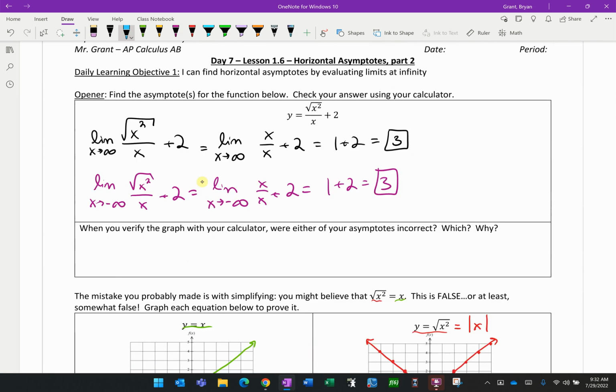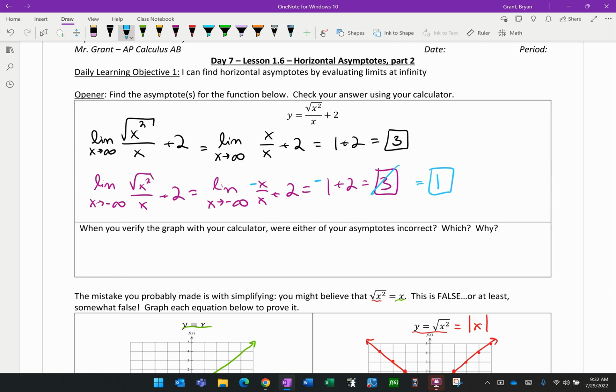We're just going to focus on this purple equation. The black equation is correct. As we went to positive infinity, the square root of x squared is the same as x. At negative infinity, the square root of x squared is not x. It is negative x at negative infinity. And so this actually simplifies to become negative 1, and negative 1 plus 2 is positive 1. There is our other asymptote.